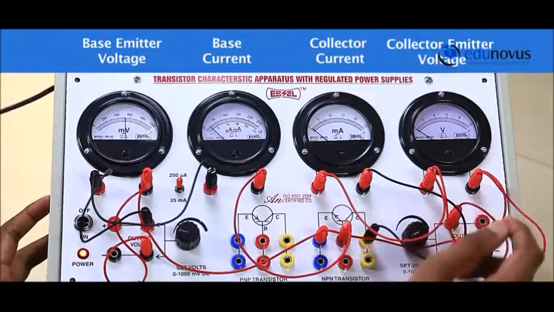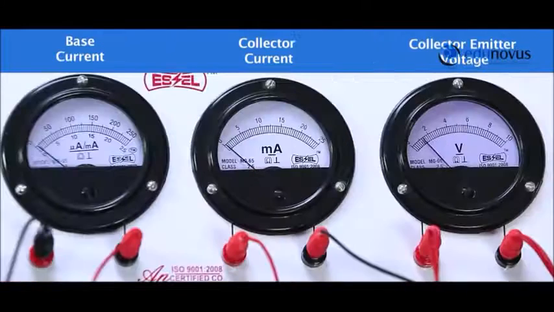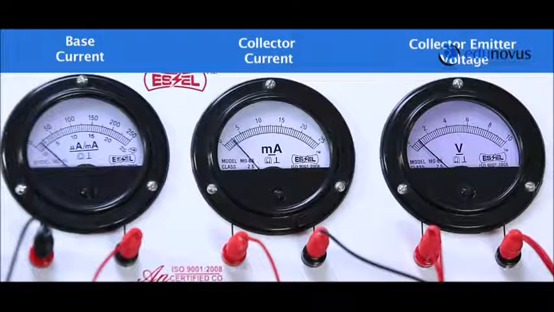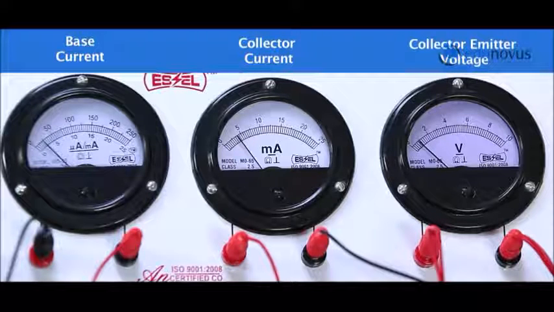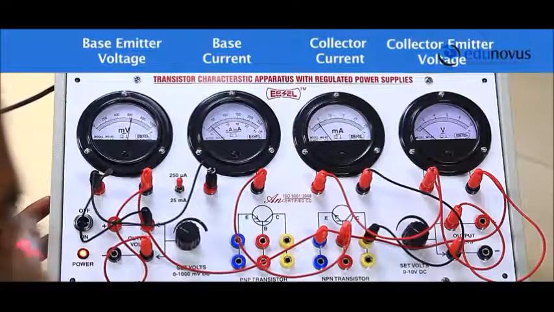Now, when I increase the collector emitter voltage to 1 volt, I find that the base current has suddenly decreased. So I need to readjust the base current to 25 microamperes before noting down the collector current. So now, for a collector emitter voltage of 1 volt and base current of 25 microamperes, the collector current is 4 milliamperes.